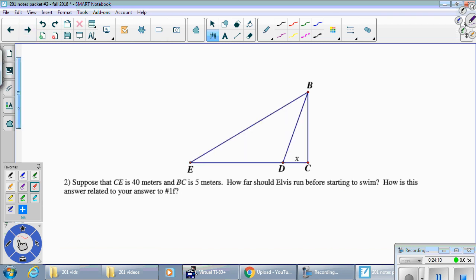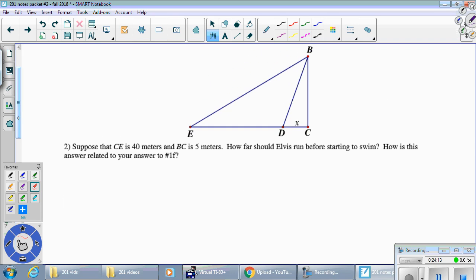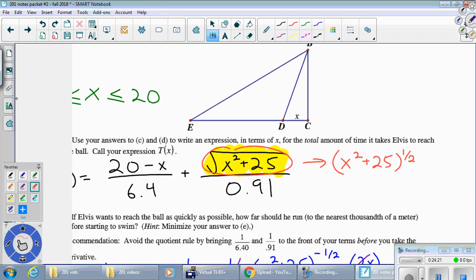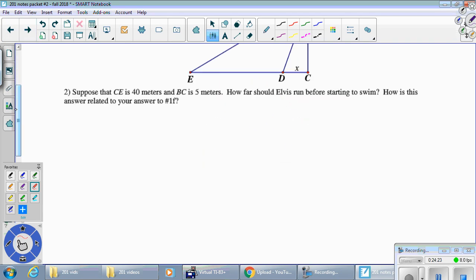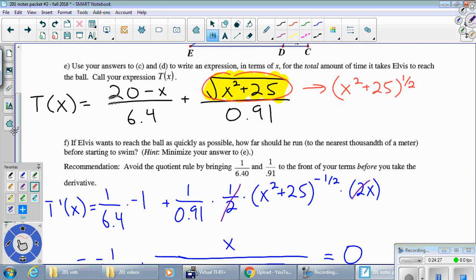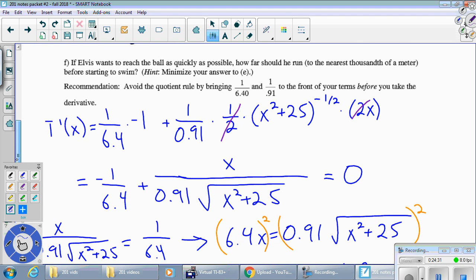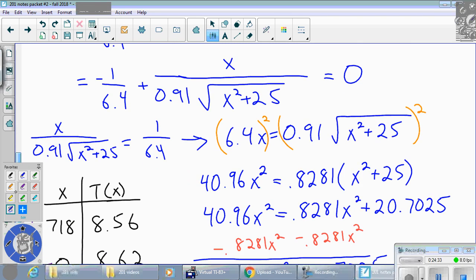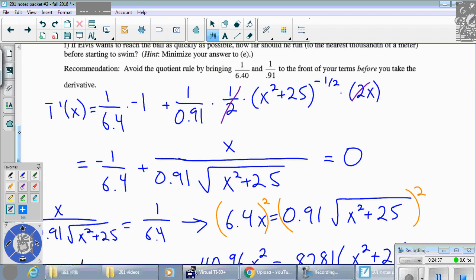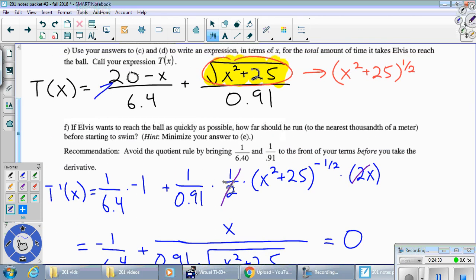Okay, on the next page, it says suppose C is 40 now, and BC is 5. And then we're going to do the same calculation again, but I'm not going to start from scratch. In fact, the only change is that the 20 became a 40. So you could just put a 40 right there, but I'm actually going to jump even farther and see if I can figure out where did that 20 go in this problem. So take a look. Imagine that this is a 40.